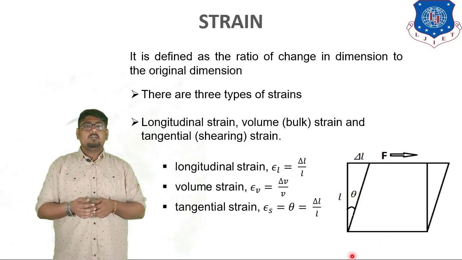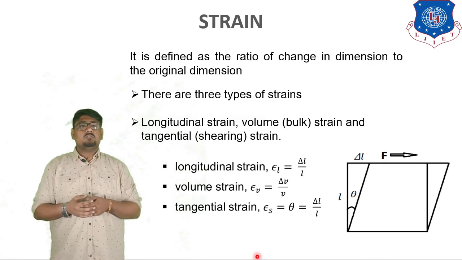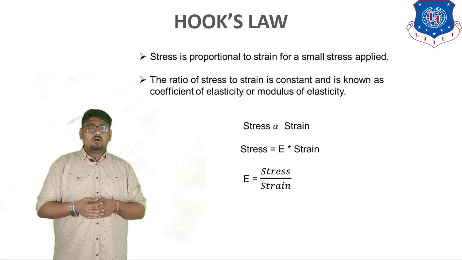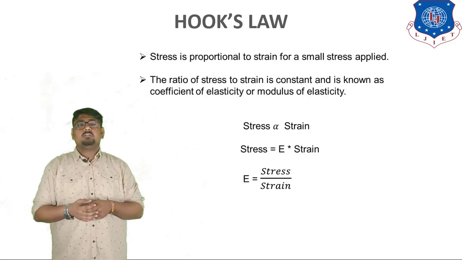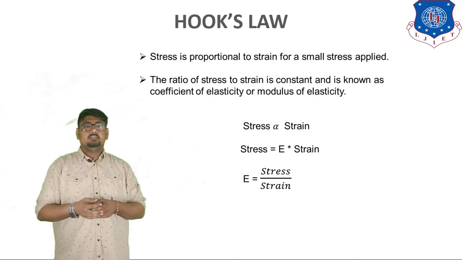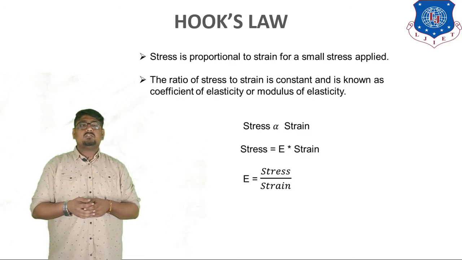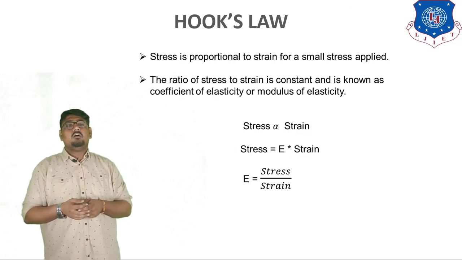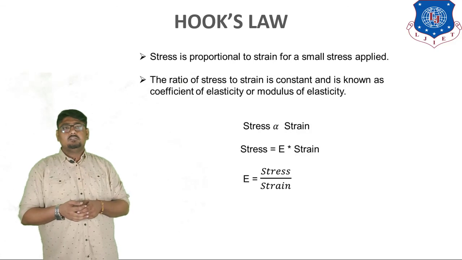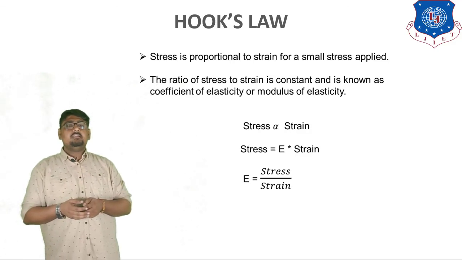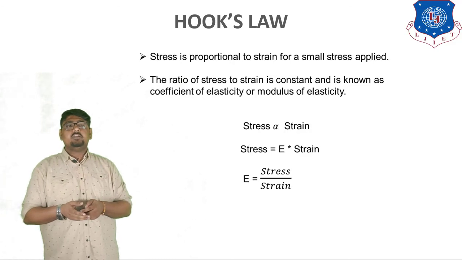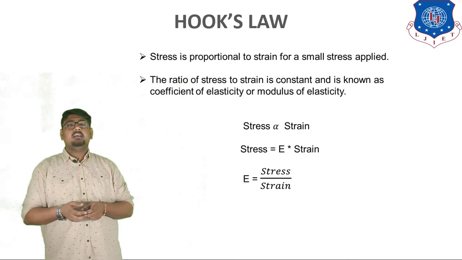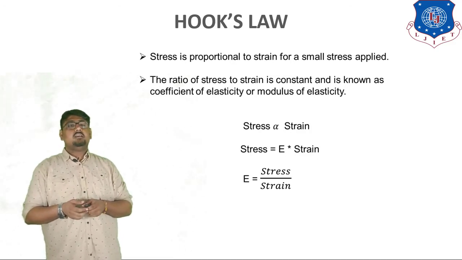Now moving further to the next topic, Hooke's law. It gives a relationship between stress and strain. For very small stress applied, stress is directly proportional to the strain. The ratio of stress to strain is constant, and this is known as the coefficient of elasticity or modulus of elasticity. Now in the next video we will learn the stress strain diagram, important properties of materials such as ductility, brittleness and plasticity, and also we will discuss the working stress and factor of safety.